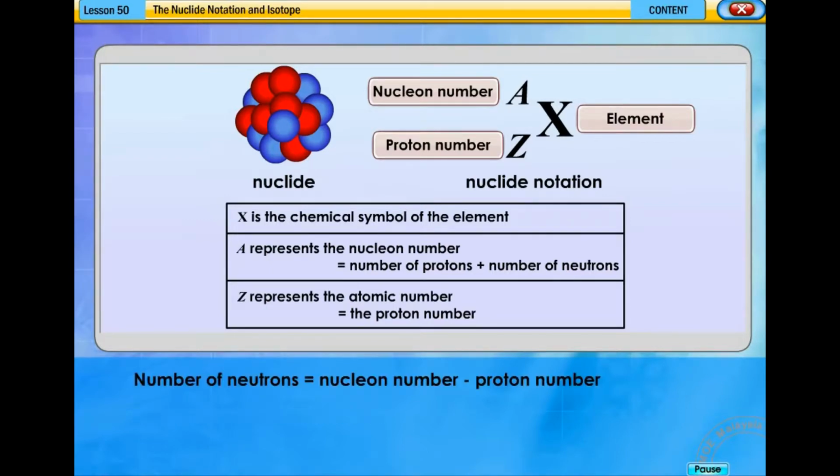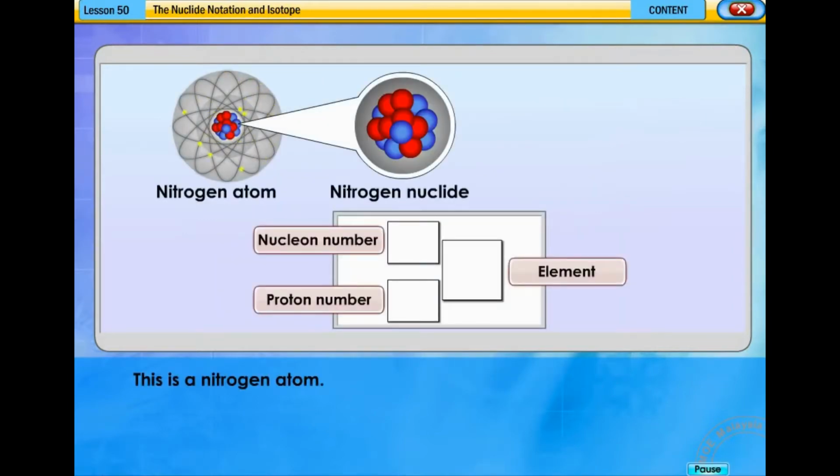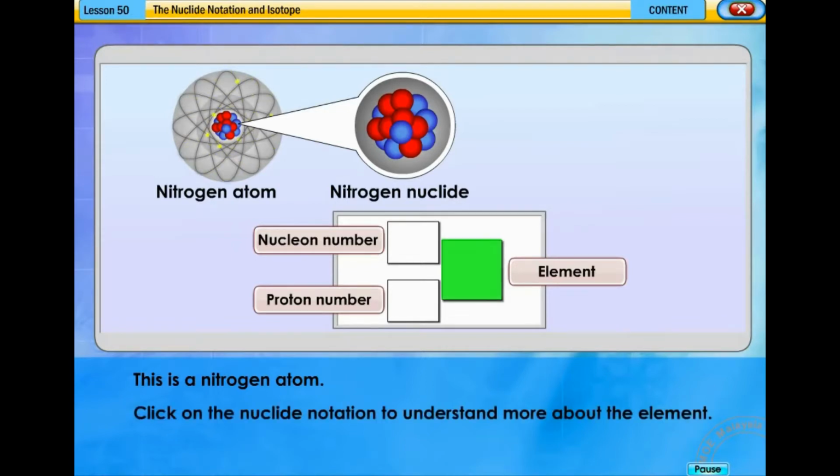The number of neutrons in the nucleus can also be calculated from the Nuclide notation. Subtracting the number of protons from the nucleon number will give the number of neutrons. This is a nitrogen atom. Click on the Nuclide notation to understand more about the element.